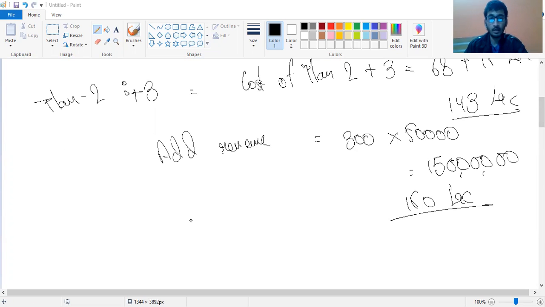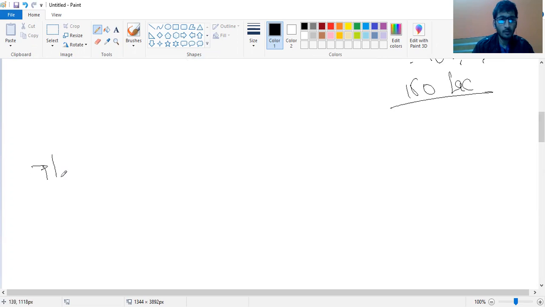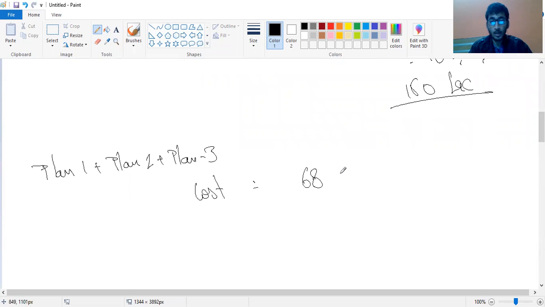Now let's check once what is plan 1 plus plan 2 plus plan 3. Means I am adopting plan 1 as well as plan 2 as well as plan 3. So what is the additional cost? I can say 68 for plan 2, 75 for plan 3, and how much is for plan A? Let me check.